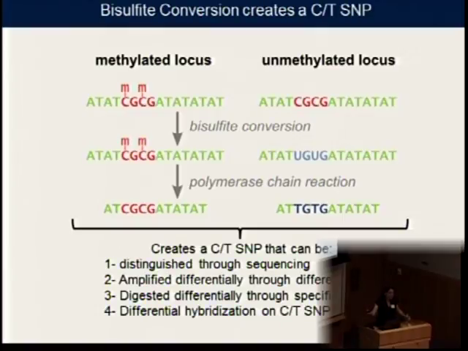We can use restriction enzymes, which we've been using for many years. We can differentially amplify this using different primer pairs that either recognize the CGs or the TGs. Or what we do in the core, we can either differentially hybridize it onto a C to T SNP array, that's the Infinium array, or we can sequence it, and we will find that C to T SNP in our Illumina sequencing results.